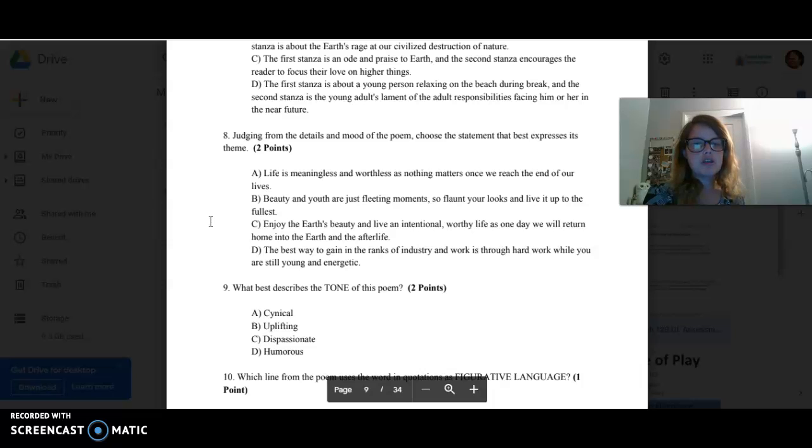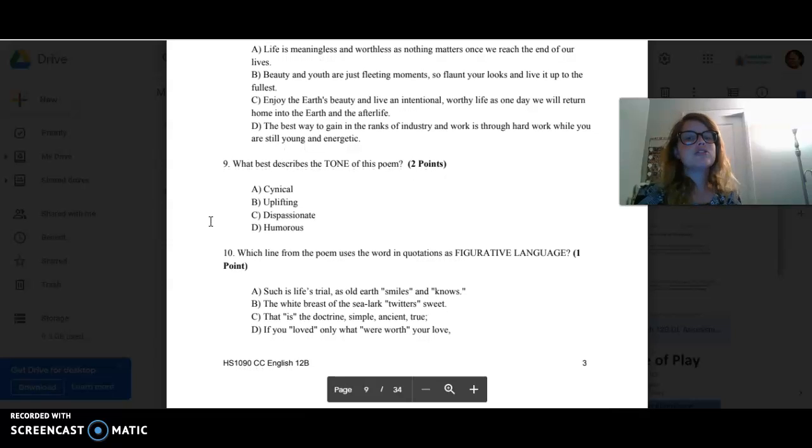C, enjoy the earth's beauty and live an intentional, worthy life, as one day we will return home into earth and the afterlife. Or D, the best way to gain in the ranks of industry and work is through hard work while you're still young and energetic. 9, what is the best tone of the poem? What best describes the tone of the poem?